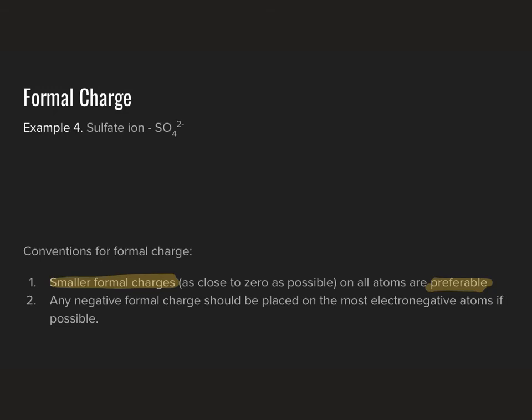And in the event that we have a negative formal charge somewhere, we should place the negative formal charge on the most electronegative atoms possible, if that is a possibility. Again, because electronegativity is a reflection of the ability of an atom to attract electrons to itself, it seems logical that the more electronegative the atom is, the more likely it is to pull more of that negative charge towards itself. So, with those conventions, let's go ahead now and have a look at the sulfate ion.